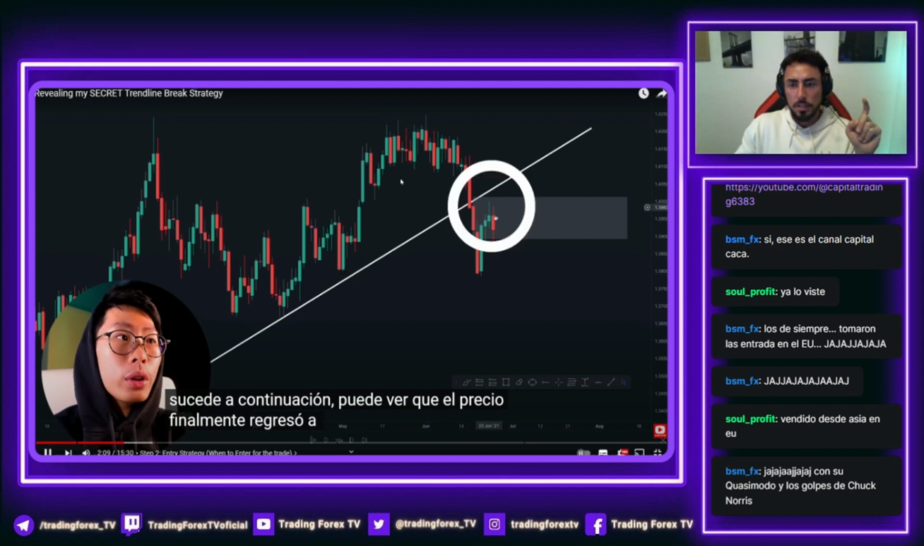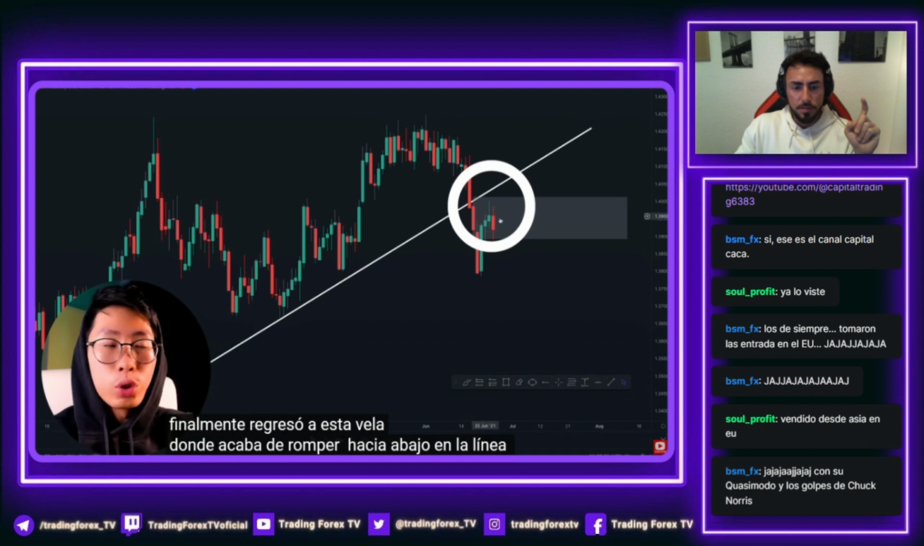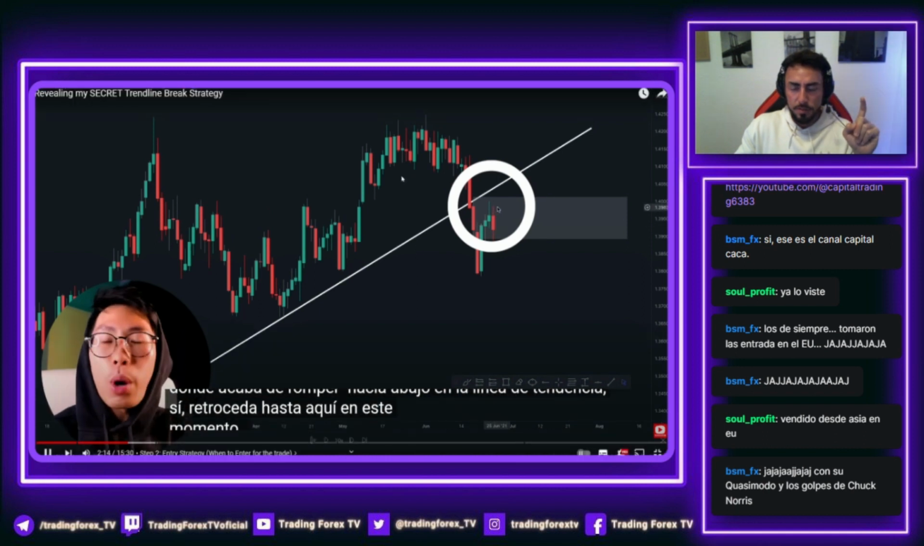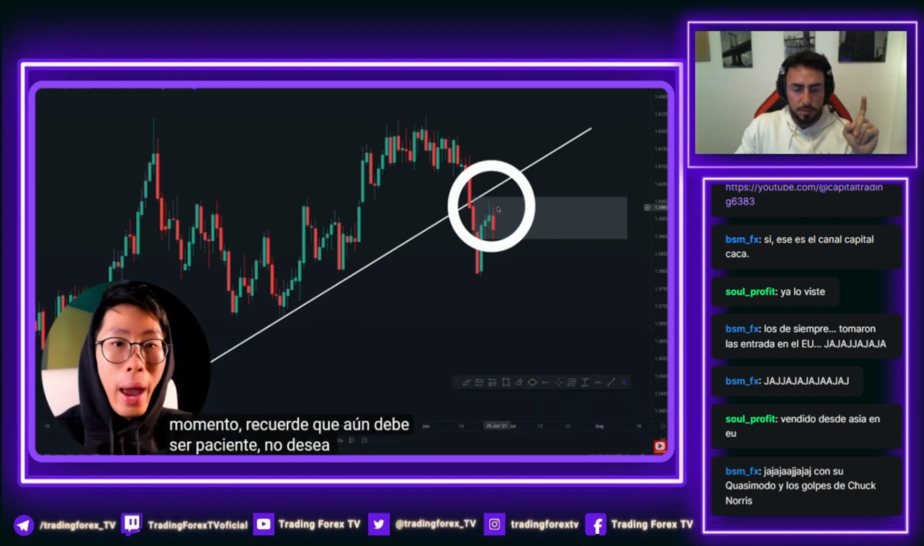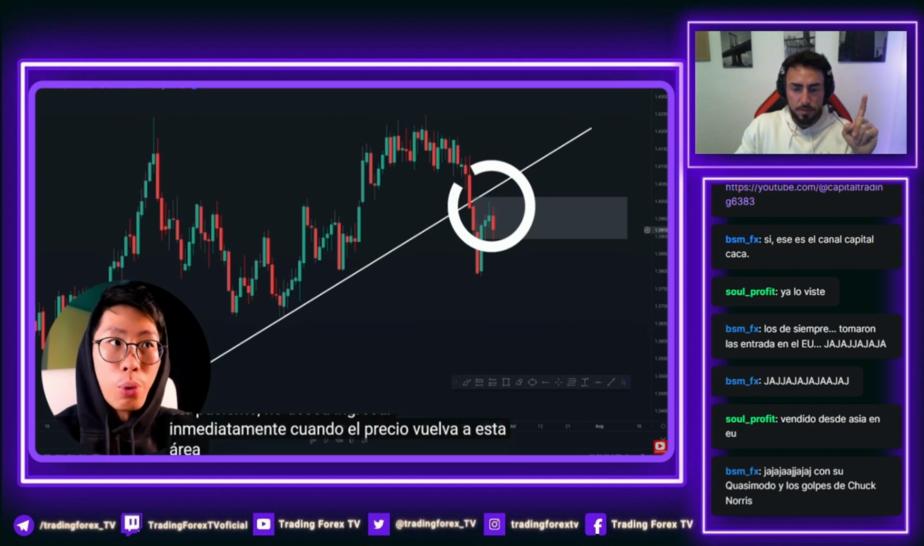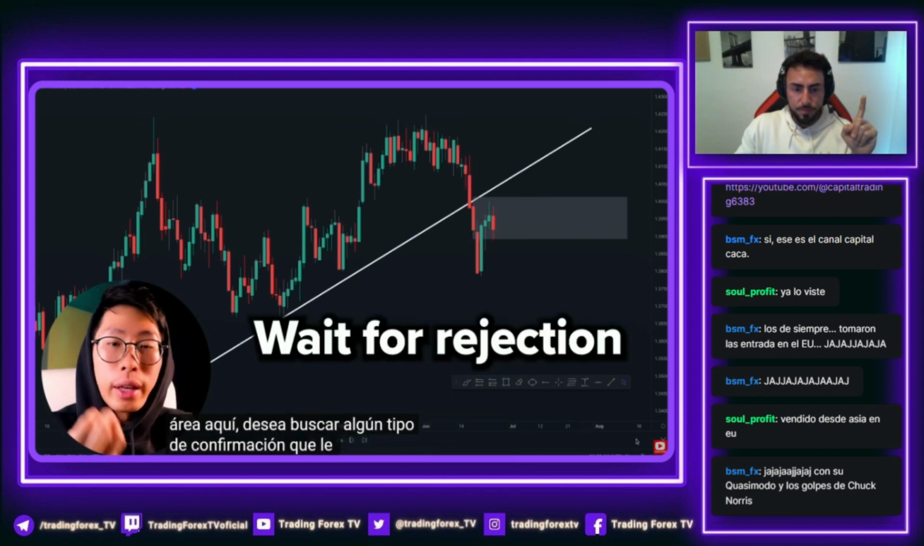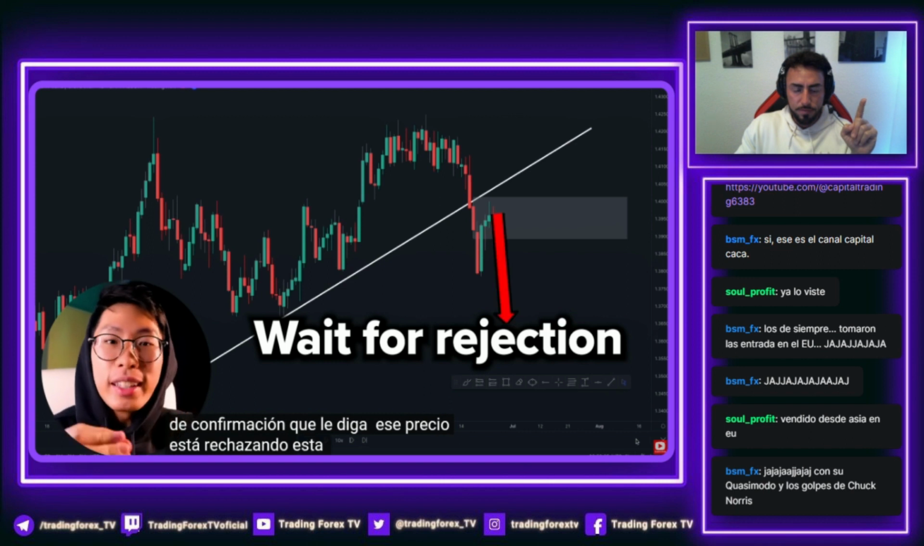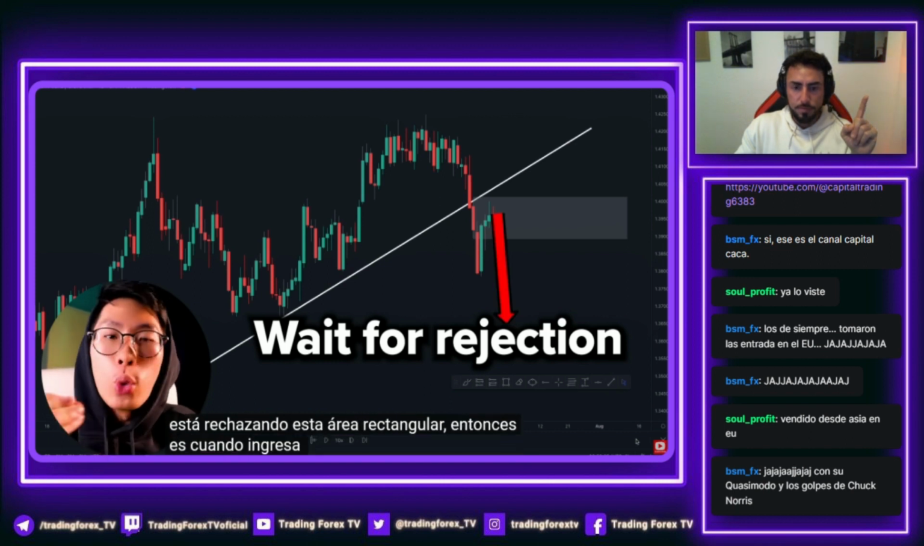Finally came back up to this candle where it just broke down the trend line. Yes, retraced all the way up here. At this point of time, remember, you still want to be patient. You do not want to enter immediately when price comes back to this area here. You want to look for some sort of confirmation that tells you that price is rejecting this rectangle area. Then that is when you enter for the trade.